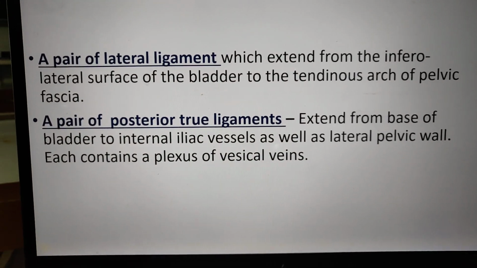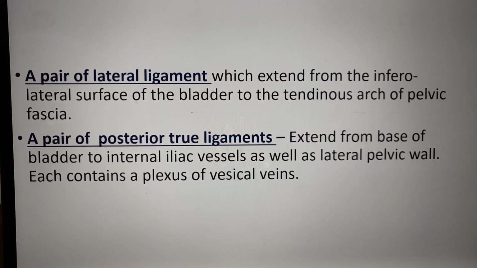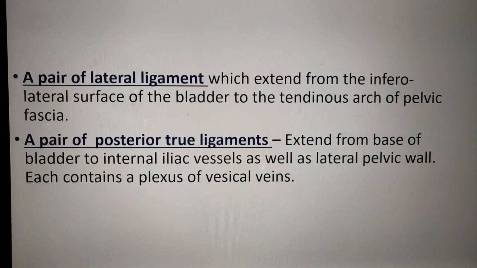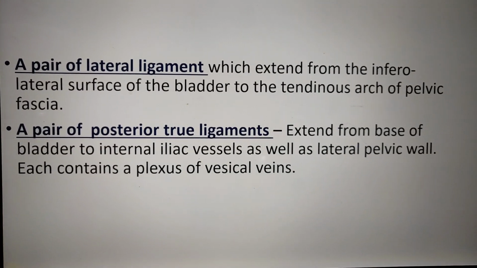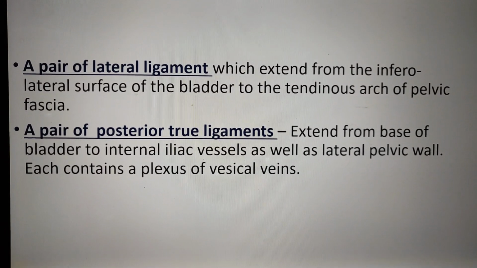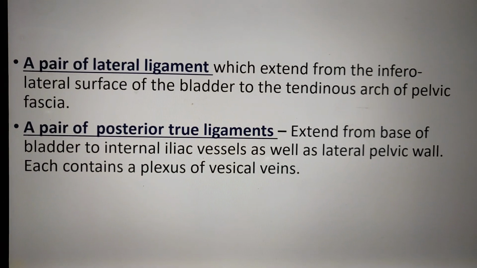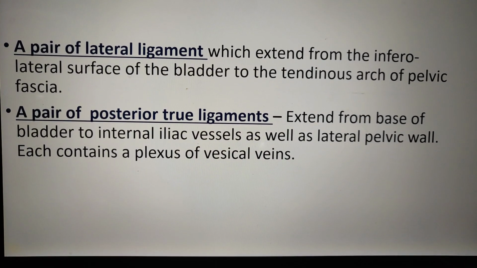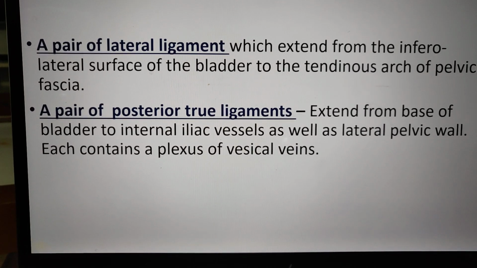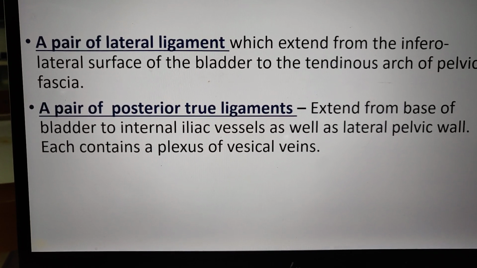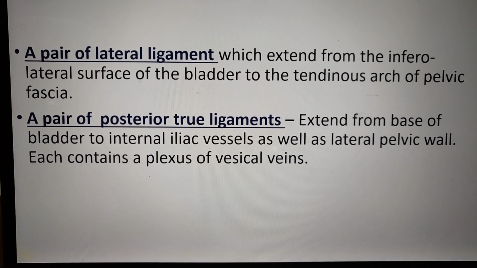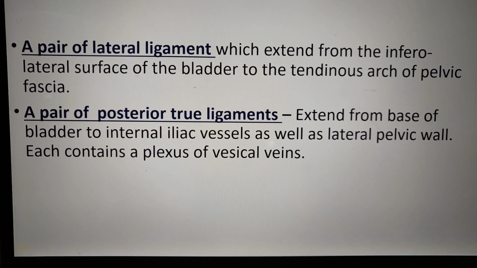Another pair of lateral ligaments, right and left, extends from the inferolateral surface of the bladder to the tendinous arch of the pelvic fascia. The pair of posterior true ligaments extends from the base of the bladder to the internal iliac vessels as well as the lateral pelvic wall, and each contains the vesical plexus. So these are the 2 lateral and 2 posterior ligaments, making a total of 9 true ligaments.